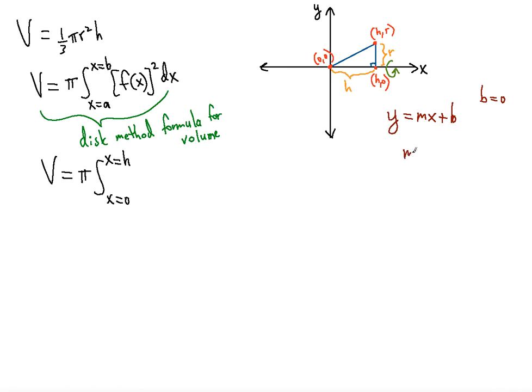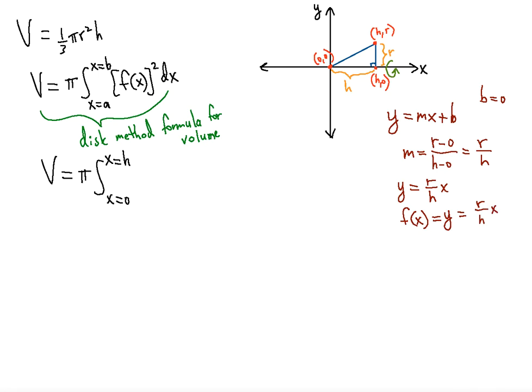So to find m is going to be change of y divided by the change of x. So we're going to use these two coordinates to find the slope of this line. So change of y is going to be r minus 0, divided by change in x, h minus 0. So that's basically r over h. So the equation is equal to r over h x. And keep in mind that the function of x is exactly y, right? And that's r over h x.